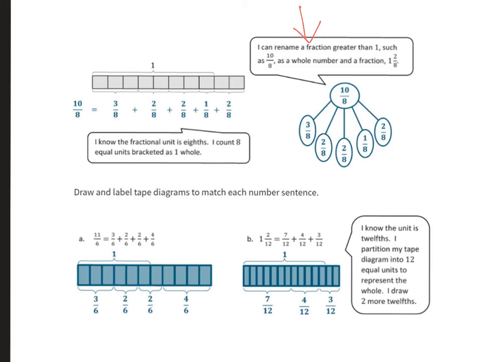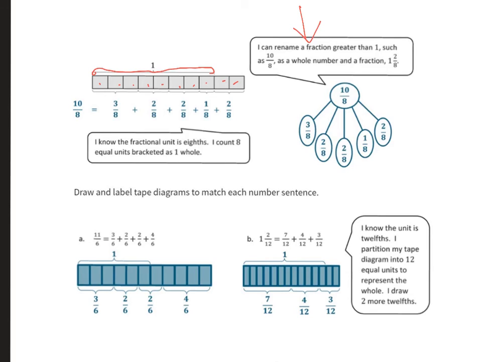So 10 is greater than 8, so 10/8 is a fraction greater than 1, okay? It's showing you here on this tape diagram that the one whole is right here. If I count how many units are in the one whole, there's 1, 2, 3, 4, 5, 6, 7, 8. So I know that 8 is going to be my denominator, right? But when I ask myself how many eighths I have, I can see that I still have 2 more, 9, 10.